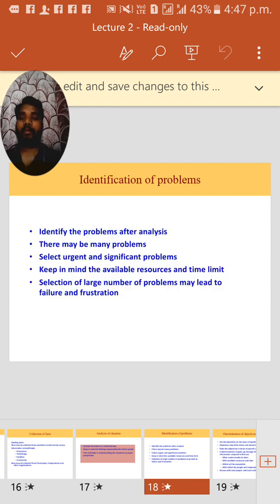Identification of problems. After the analysis of the situation, it is the third stage. We need to identify the problem. What are the problems?